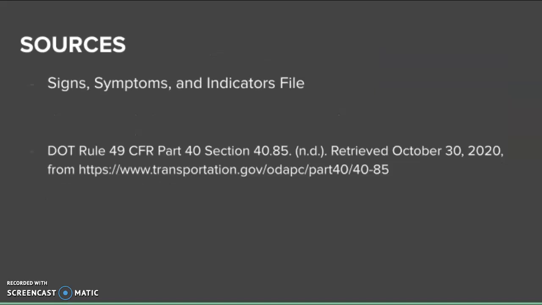And so lastly, I have my sources. The one I used the most was the signs and symptoms and indicators file that was provided by our professor. And then the second one is the CFR Part 40 section, and that's what I used mostly.